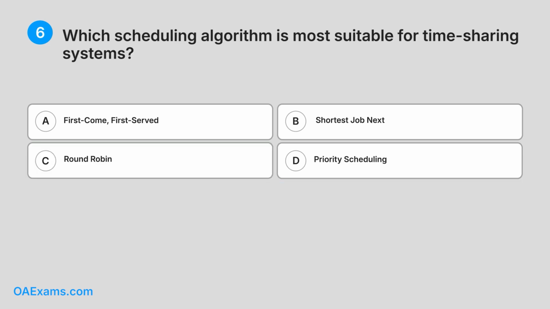6. Which scheduling algorithm is most suitable for time-sharing systems? A. First come, first served. B. Shortest job next. C. Round robin. D. Priority scheduling. Can you guess the answer?